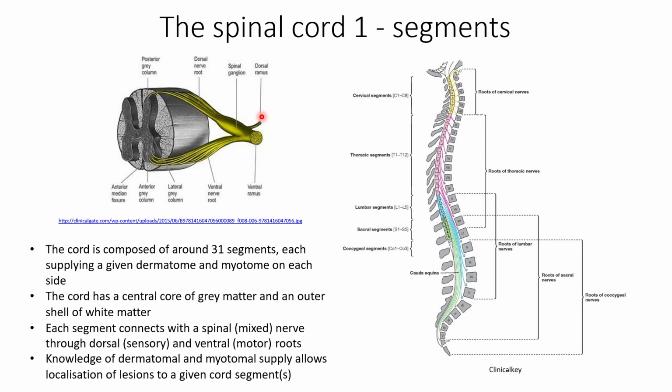Now, by knowing that the dorsal root is purely sensory and the ventral root is purely motor, and that they form a mixed spinal nerve, you already have some very powerful pieces of knowledge which allow you to localize lesions within the nervous system.